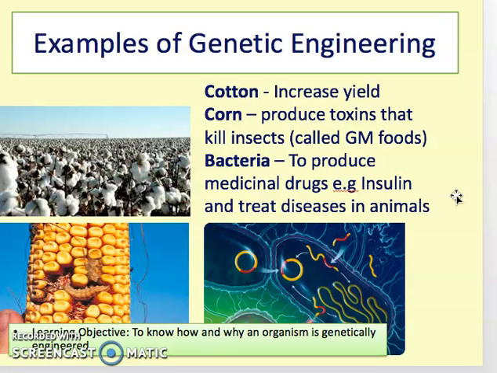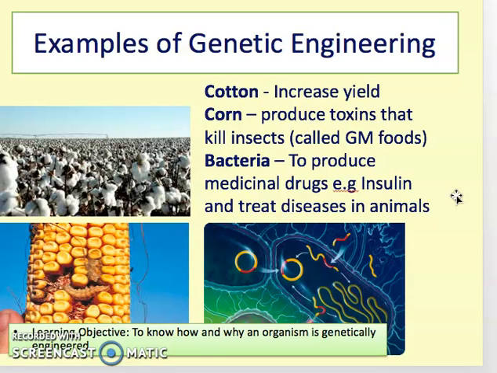Okay, moving on then, I just wanted to share with you some examples of genetic engineering. So if you see that first image there, that would be cotton that has been genetically engineered to increase the amount of cotton that is actually on those plants. Again, more cotton, more money. The next one would be corn, and that corn there has been genetically engineered to produce toxins that actually kill insects. Those insects that normally kill the corn will die if they try and eat the corn, which again protects the corn, enables the farmer to make more money.